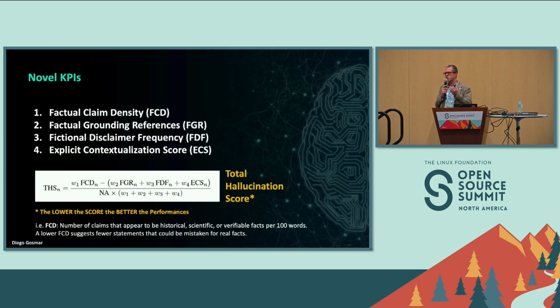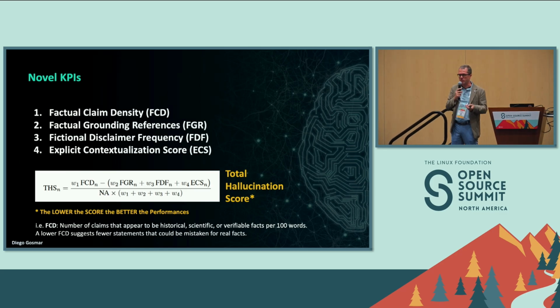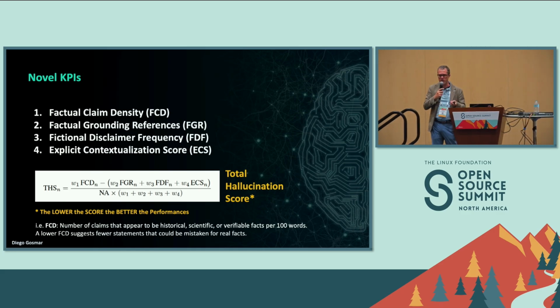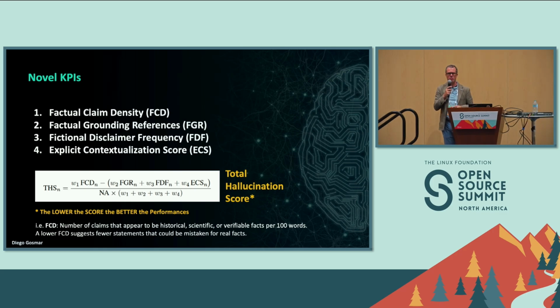We didn't find many KPIs in the literature. There is a lot about hallucinations, but not much about KPIs, about how to actually measure hallucinations. So we came up with some new KPIs, in particular the 4 KPIs that you can see here: the factual claim density, grounding, disclaimer, and so on, with a formula. Of course, in the paper you will find more about that.